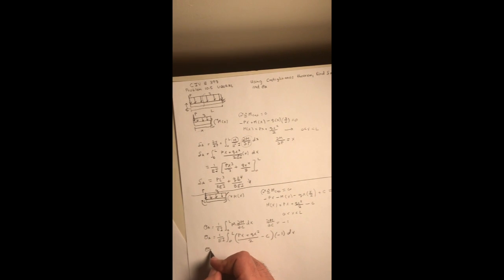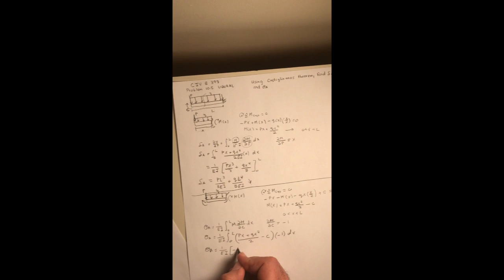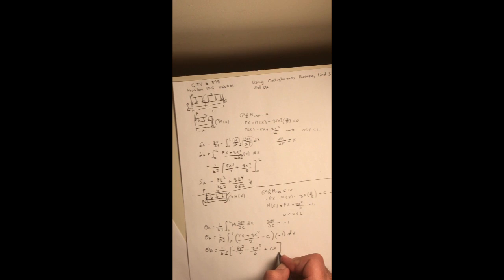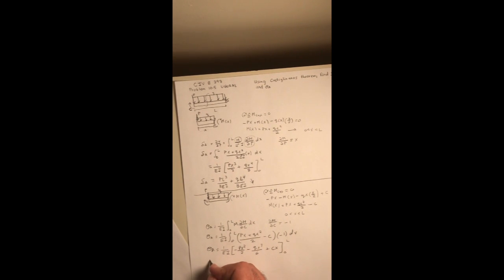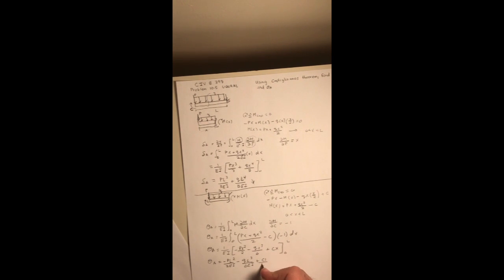So once we integrate, we're going to get 1 over EI times minus Px squared over 2 minus qx cubed over 6 plus Cx from 0 to L. We're going to get our theta A is equal to minus PL squared over 2EI minus qL cubed over 6EI plus CL over EI.